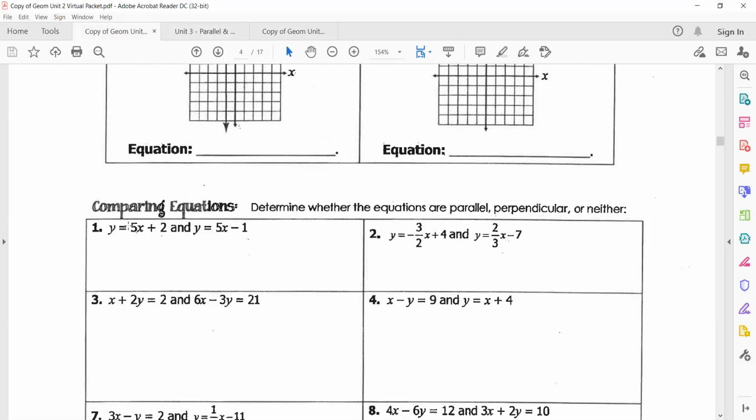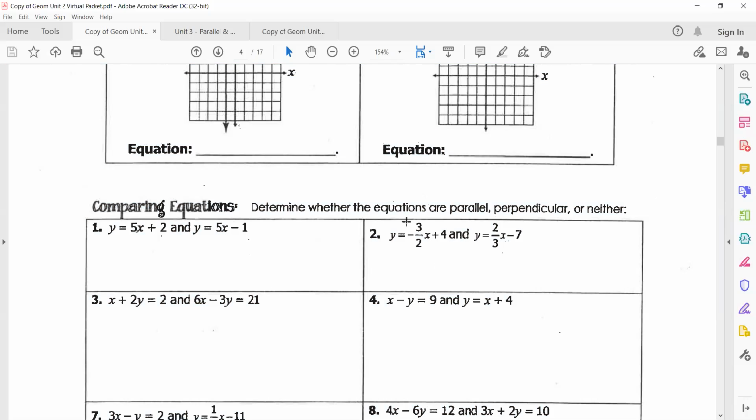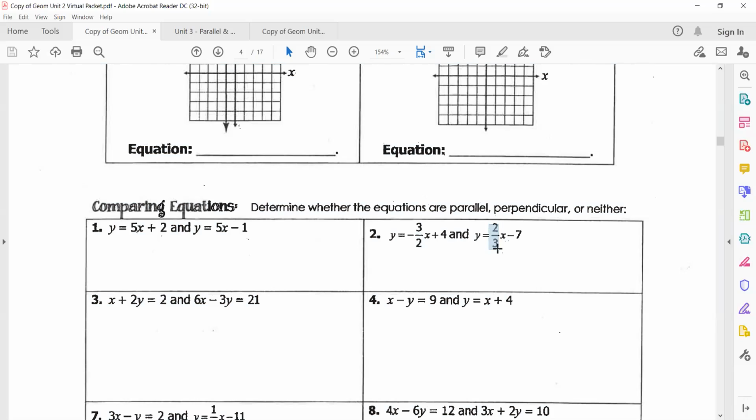So are these two equations in number one parallel, perpendicular, or neither? All you do is look at M. Slope is 5 for the first one. Slope is 5 for the second one. Those are parallel. Problem number 2. Slope is -3/2 on the first one. 2/3 on the second one. Those look like negative reciprocals to me, so those are perpendicular.